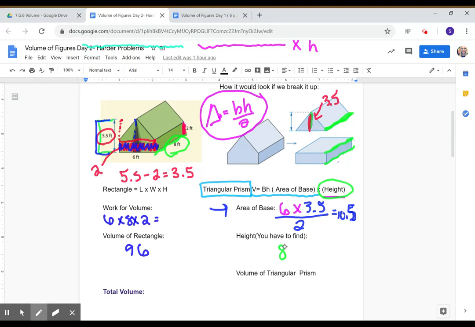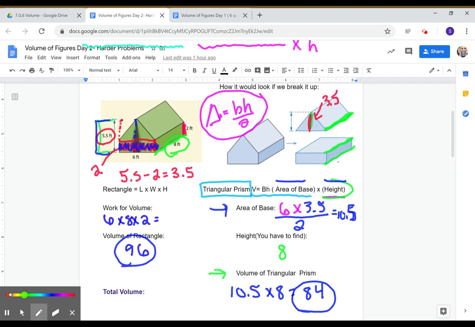So now I've got to find the volume of the triangular prism. Look back, I erased this, it says to find the volume of the prism, I'm going to multiply the area of the base times the height. Well, the base was 10.5, the height was 8, 10.5 times 8 is 84. So I found the volume of the triangular prism. We found the volume of the rectangle.